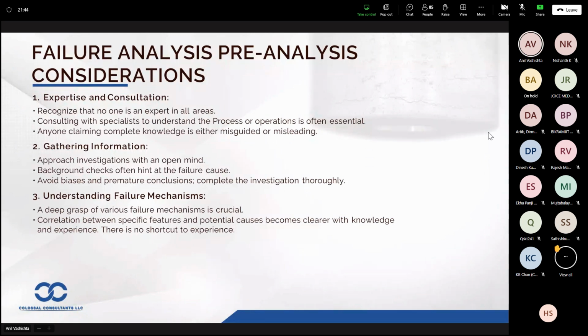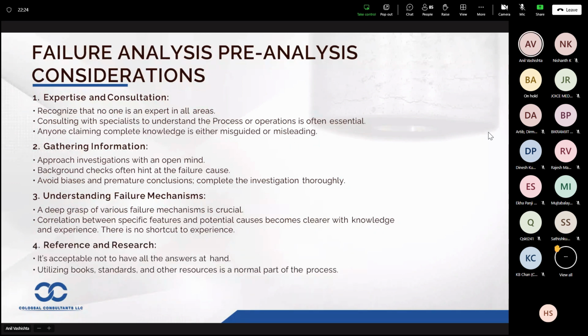Understanding the failure mechanisms. This point, the first point, is very important, because as a failure analyst, you should be having a deep grasp of the different failure mechanisms, because unless you know what are the failure mechanisms which can be prevalent, you can't judge what's the cause of the failure. There has to be correlation between specific features and potential causes. Causes become clearer with knowledge and experience. So there is no shortcut to experience.